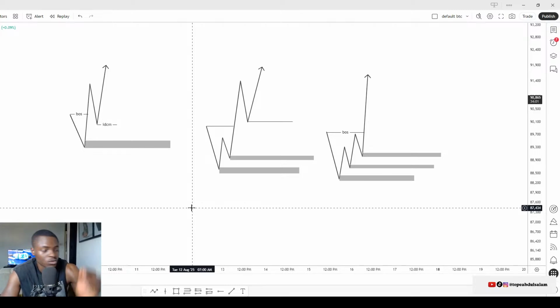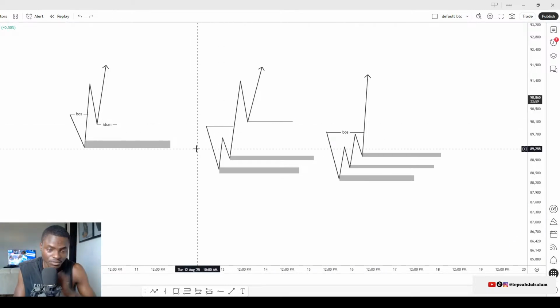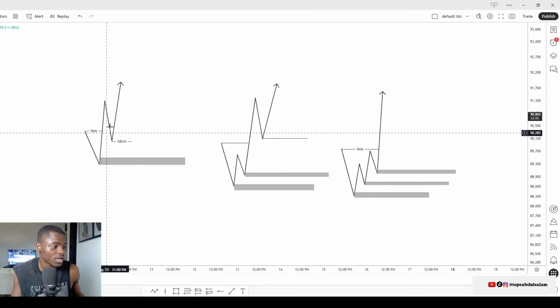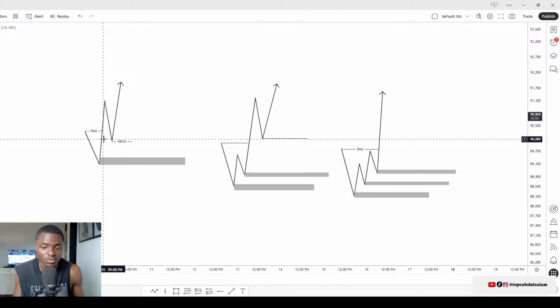So point of interest. Tertiary, this is it. This is a single leg move. I think you understand the concept of single leg, double leg, and triple leg break of structure, right?